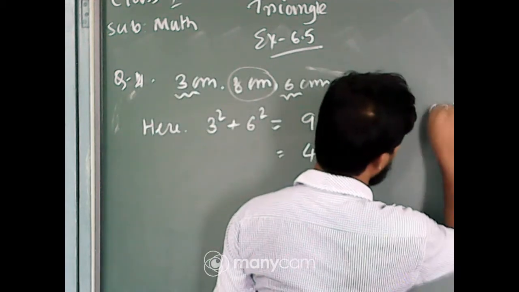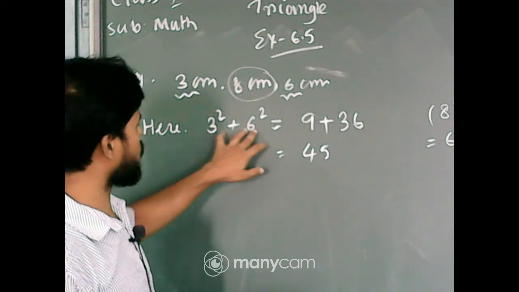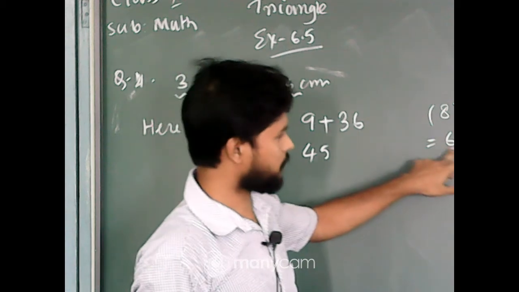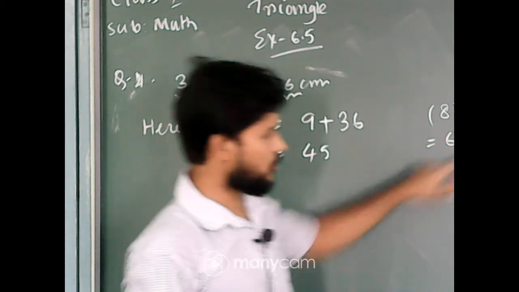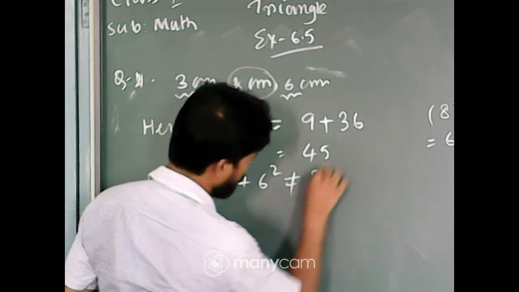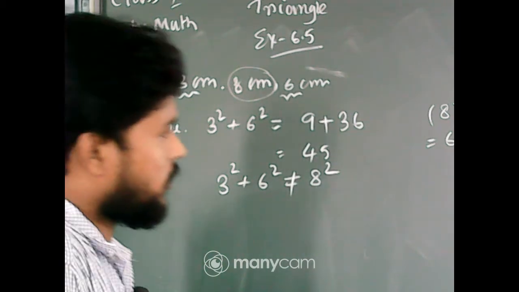But look, the greater side is 8, and the square of 8 is 64. Obviously the sum of the squares of the two least sides is not equal to the square of the longer side of the triangle. So the triangle does not satisfy the Pythagoras theorem. That means the triangle is not a right angle triangle. Okay, do you get it?